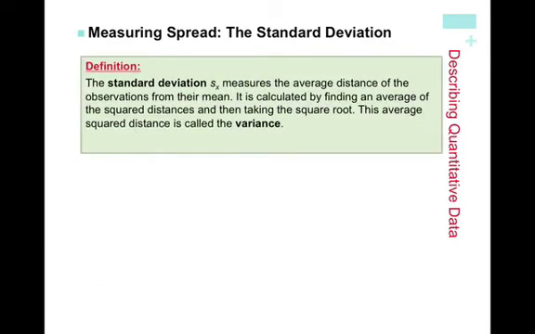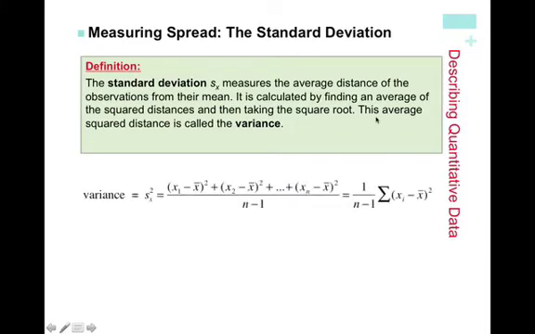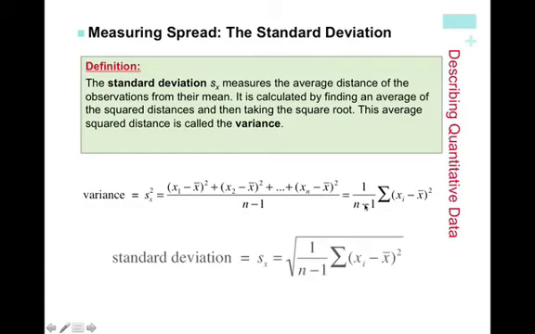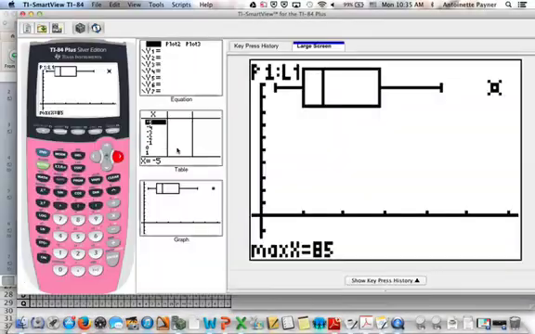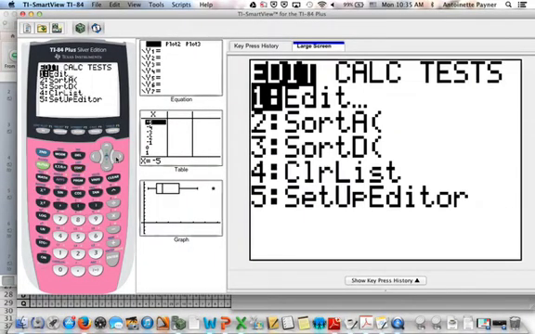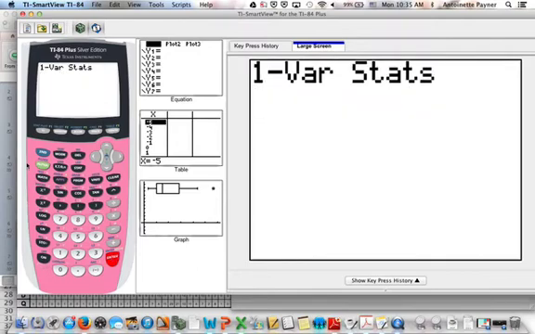Again, the standard deviation, which this book calls Sx, measures the average distance of the observations from their mean. It's calculated by finding an average of the squared distances and taking the square root. This average squared distance is called the variance. So you're figuring out how far away each value is from the mean, squaring it, adding them all up, dividing it by n minus 1. Don't worry so much again about doing that by hand. Even though it's on the formula sheet, you should not have to do it by hand.